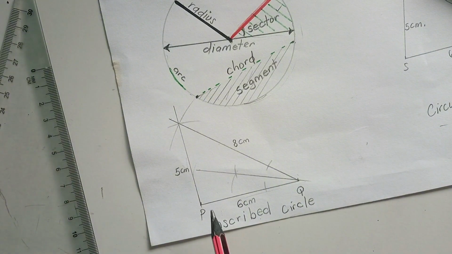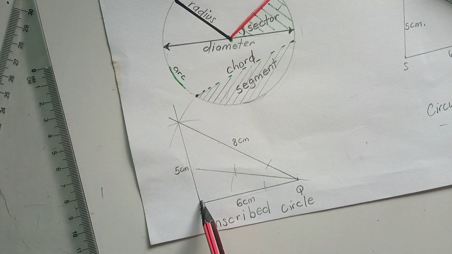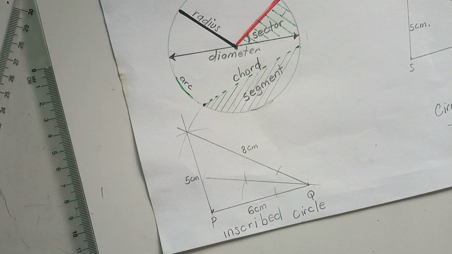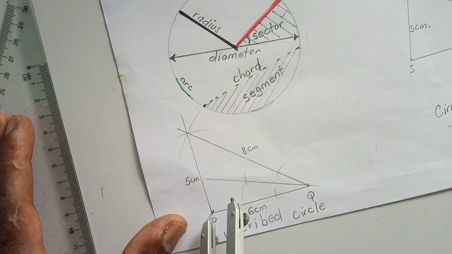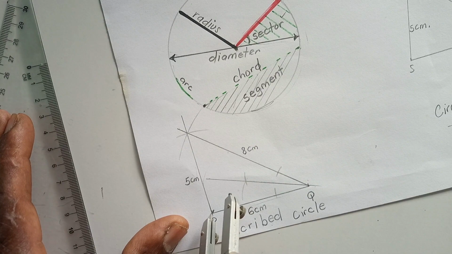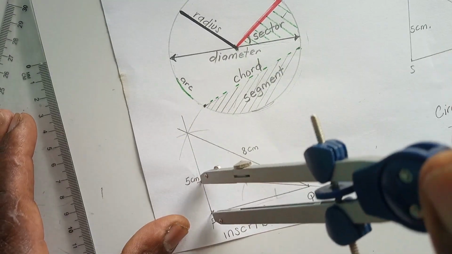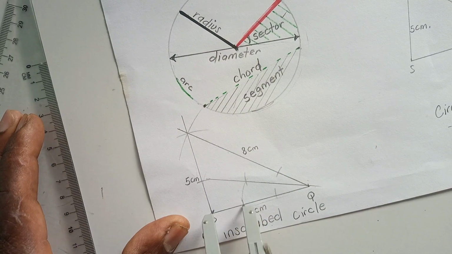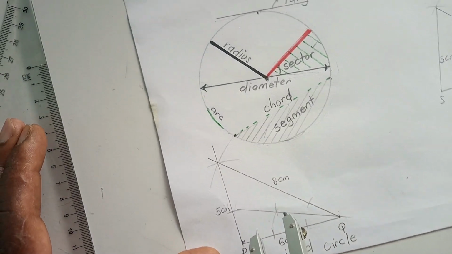I'm going to bisect this one. Bisect means I'm going to divide it into two equal parts. Once again, I put my sharp point at this point here. I strike an arc, strike another arc down here without adjusting.